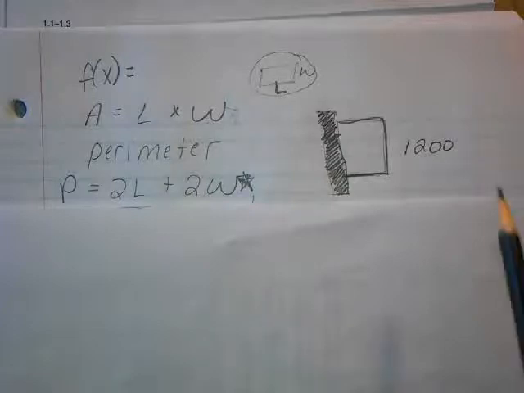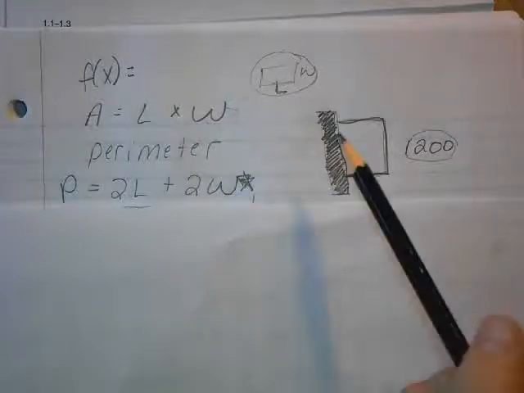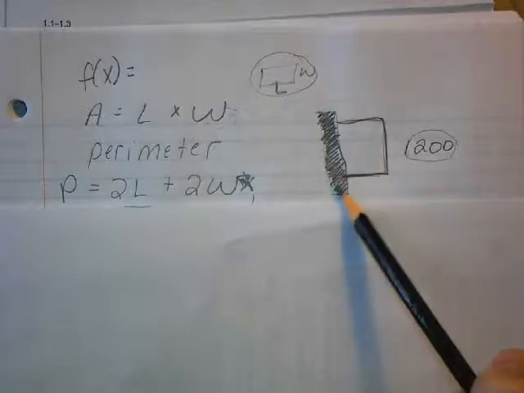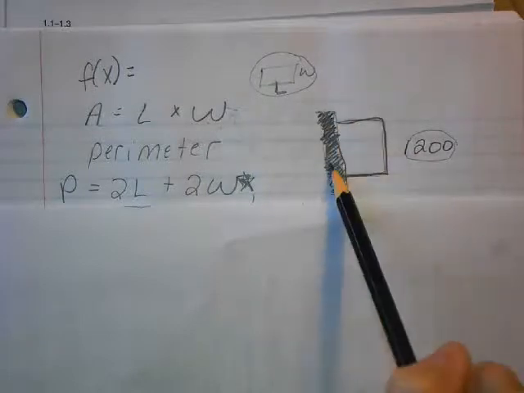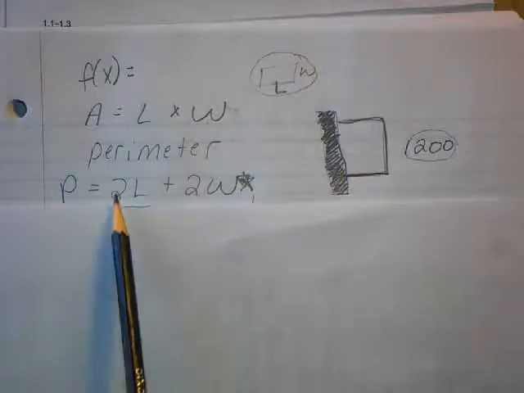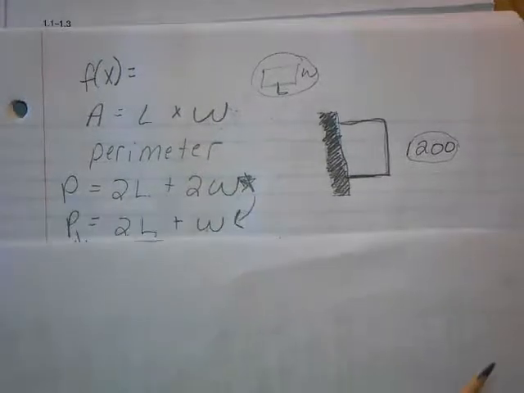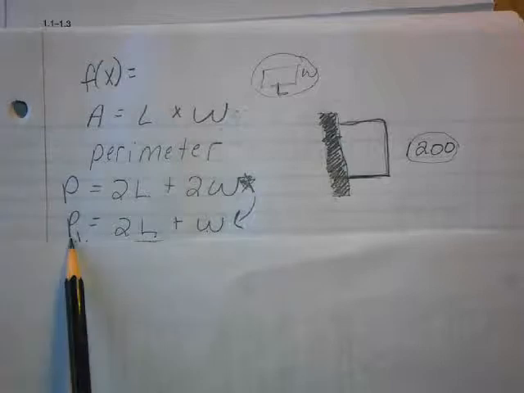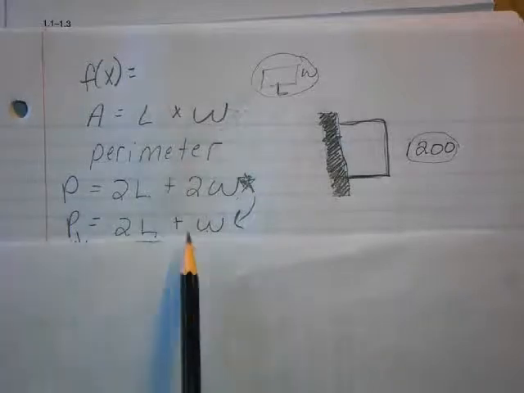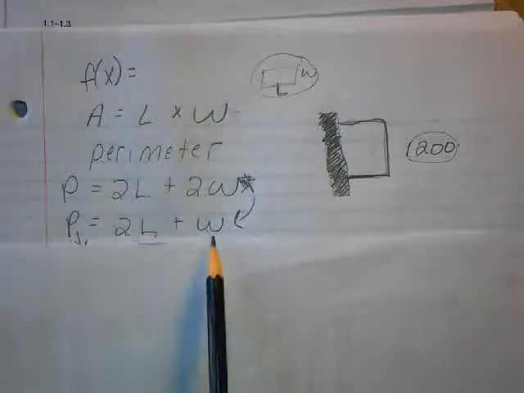So it tells me I have 1,200 feet of fencing I can make this with. However, one side of my yard, or whatever it is we're working with, is already there. It's that fence, right? So that means I'm not going to have 2 lengths and 2 widths. I'm only going to have one of those. So I rewrote it as my perimeter is going to be 2 times the length, but only 1 width. Do you see what I did? So I just got rid of one of those sides. So I rewrote it like that.